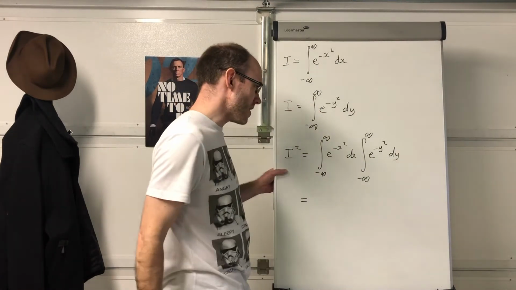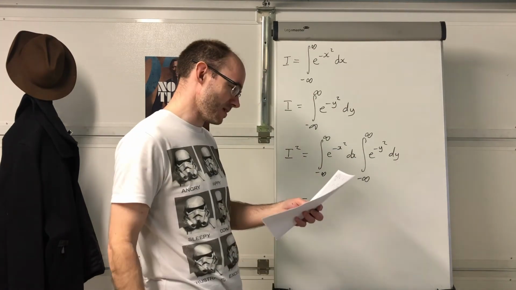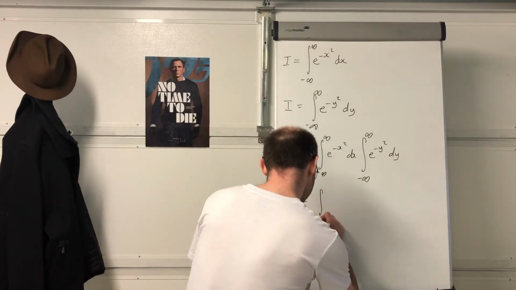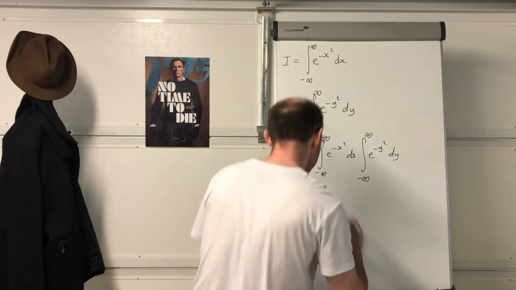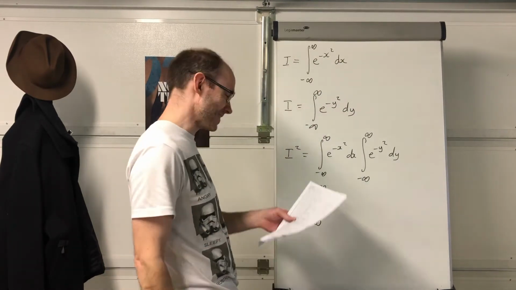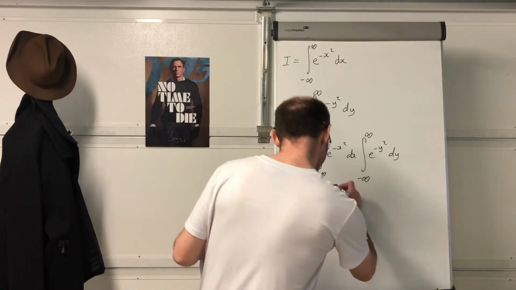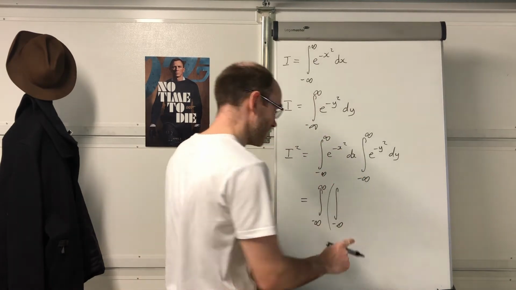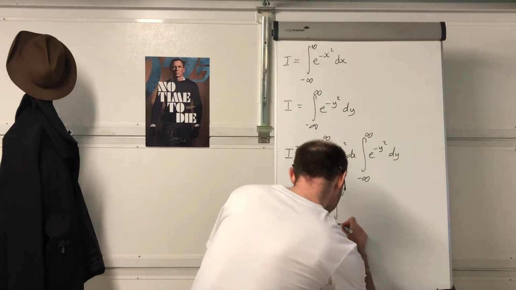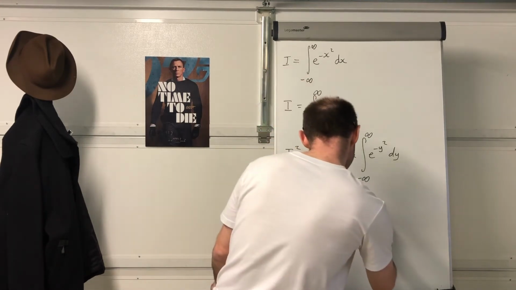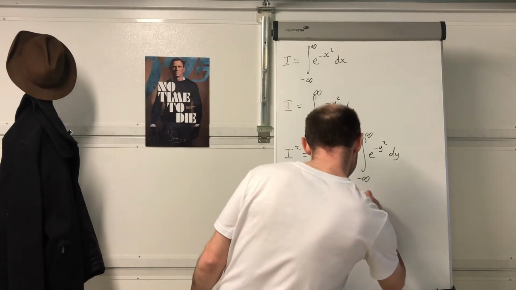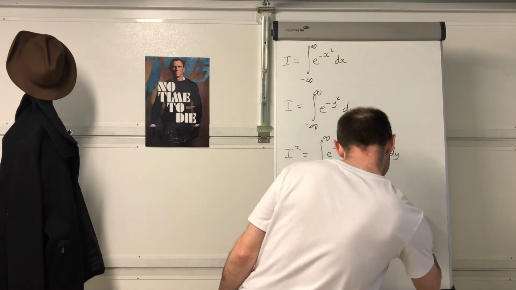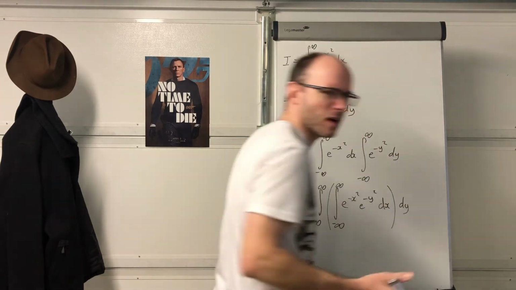Okay, right, the next bit. I'm just going to check my notes to see which order I do this in. Okay, so what you can do with this is rewrite it like this: the integral between negative infinity and positive infinity of this integral between negative infinity and positive infinity of e to the negative x squared, e to the negative y squared, dx dy. Well, now why is that the same?